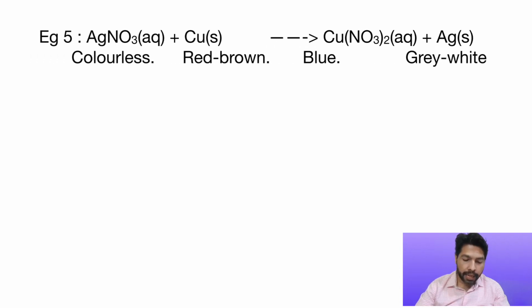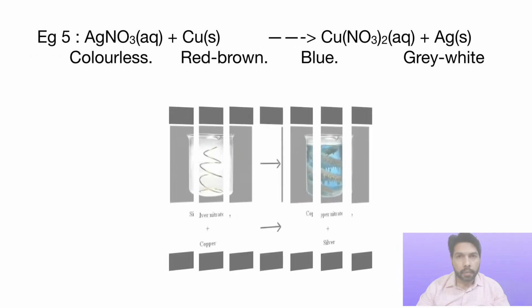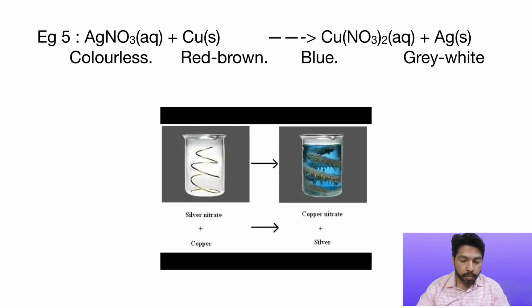Fifth example is the reaction between silver nitrate and copper. Silver nitrate is colorless and copper is red brown, as you can see. Copper, being more reactive, displaces silver from its solution, forming copper nitrate, which is blue in color, and silver, which is gray white, as you can see in the picture below.